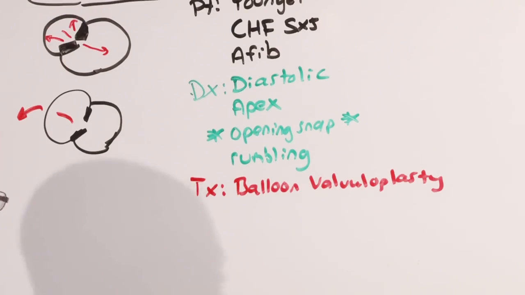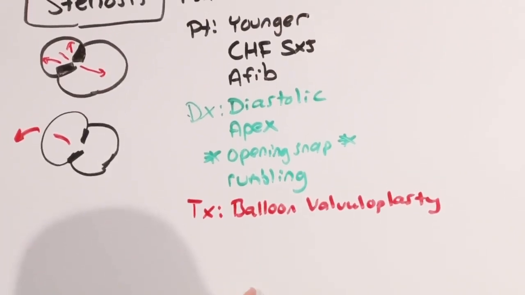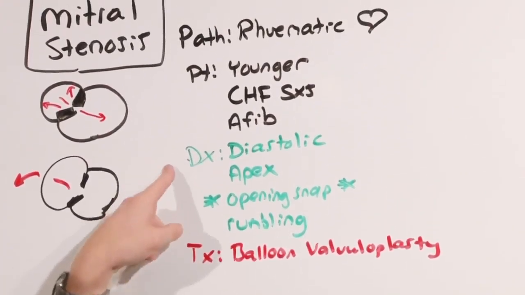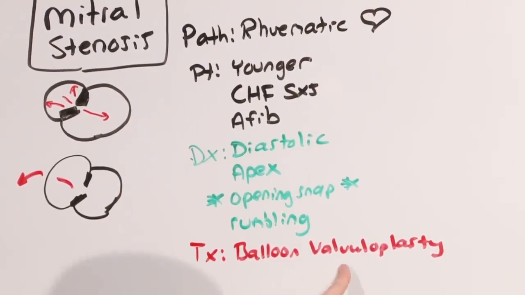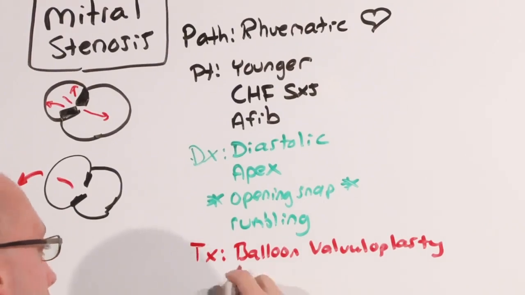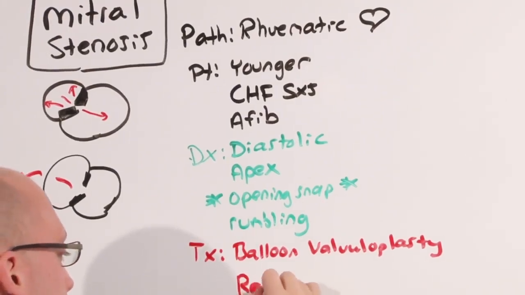But what I don't want you doing is trying to remember the indications for intervention. What you need to be able to do for the test is identify the murmur and then know its therapy. For mitral stenosis, it's balloon valvuloplasty. Ultimately, you can do a valve replacement.